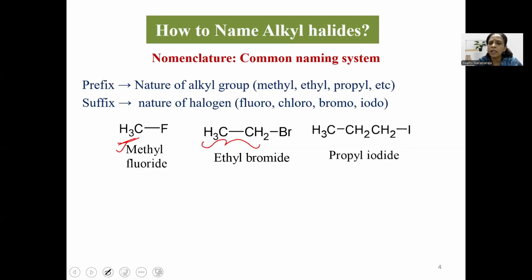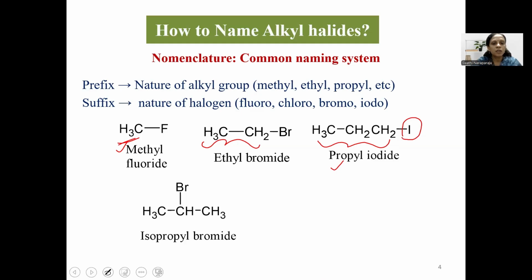One more example. When 3 carbons are present in a straight chain, that is known as a propyl group, so we indicate that in the prefix. And the halogen is iodine, so we indicate it as iodide in the suffix. Another example: here the alkyl group is an isopropyl group, because the halogen is not present on either end of the carbon chain, but on the middle carbon. The halogen is bromine, so we write it as isopropyl bromide.